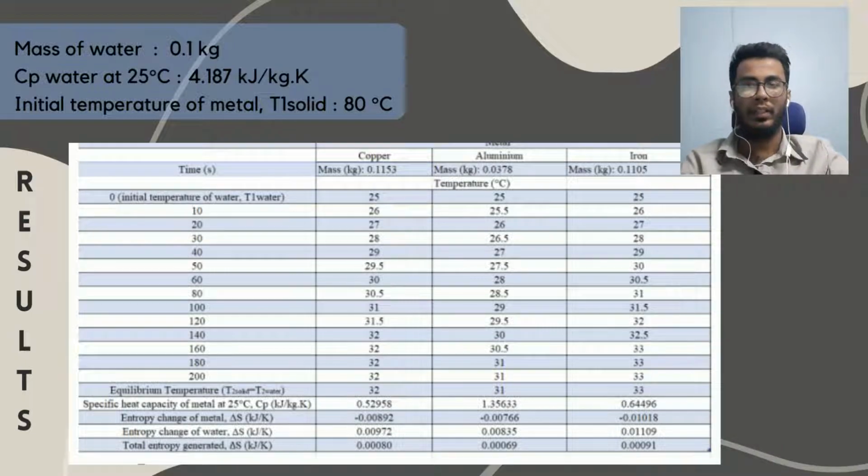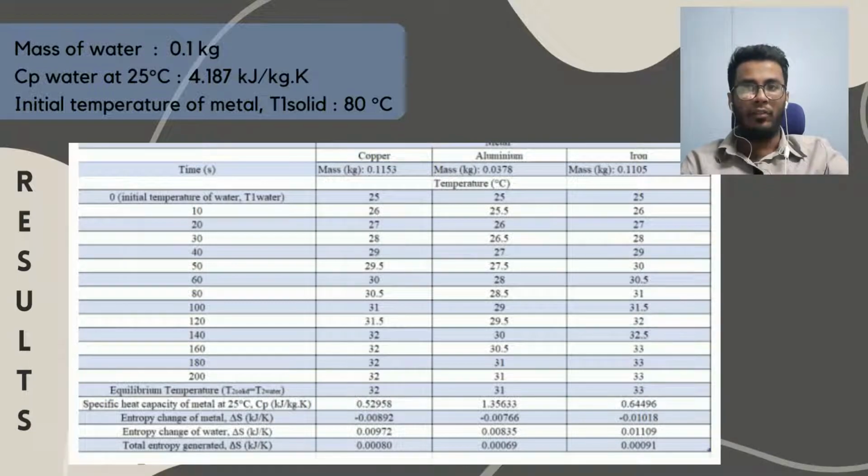For the results part, the mass of water given was 0.1 kilogram and the heat capacity of water at 25 degrees Celsius was given as 4.187 kilojoule per kilogram Kelvin, and the initial temperature of the metal, T solid, was given as 80 degrees Celsius. Three metals were used: copper, aluminium and iron. The mass of copper was 0.1153 kilogram, the mass of aluminium was 0.0378 kilogram, and for iron it was 0.1105 kilogram.